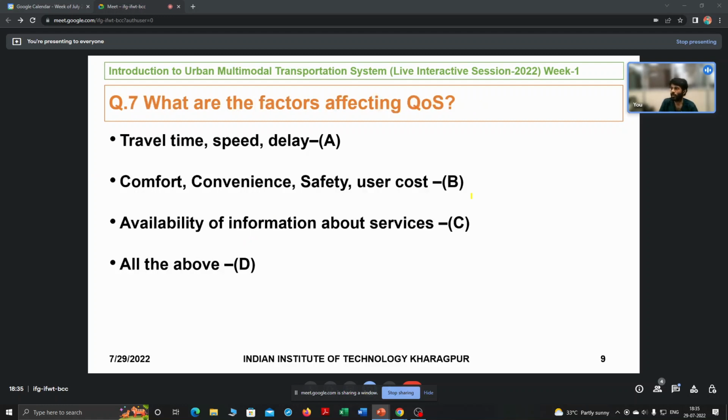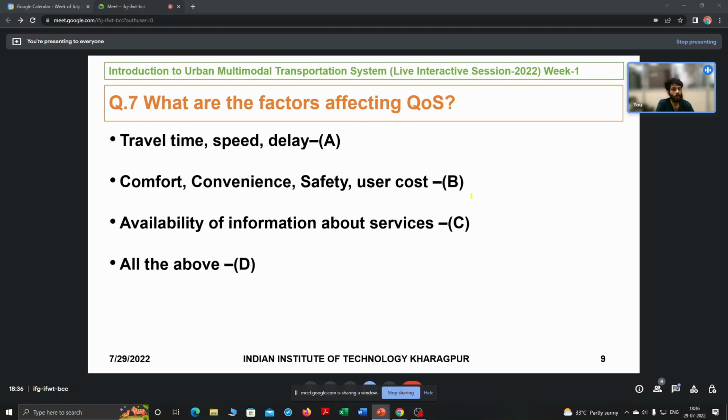Then what are the factors that affect quality of service? What is quality of service? Quality of service is based on a traveler's experience, how good a service is, right? If you are traveling by a bus, then based on your perceived experience, how is the quality of that particular bus service?